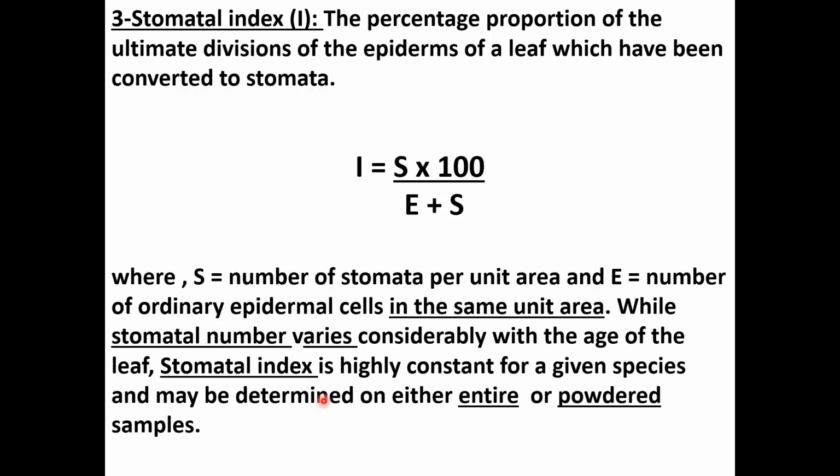Stomatal index is the percentage of stomata per epidermal cells. This stomatal index is actually a more reliable indicator of the identity of the leaf or the plant than the stomatal number, because it is not affected by the age of the plant. Here, the stomatal index equals the stomatal number multiplied by 100 and divided by the number of epidermal cells plus the stomata. It can be determined for entire and powder samples.